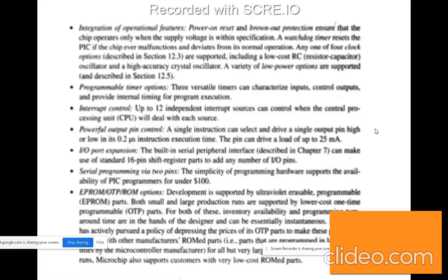Then powerful output pin control. What is powerful output pin control? This topic is not new to you. You already learnt it in the microprocessor and microcontroller subject. That's why I'm asking. What is powerful output pin control?